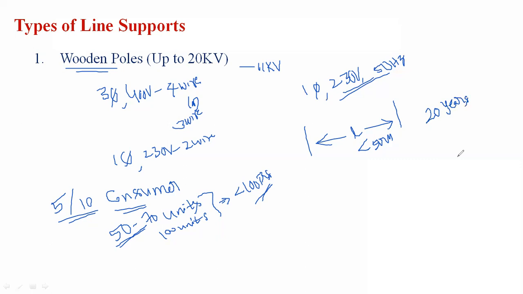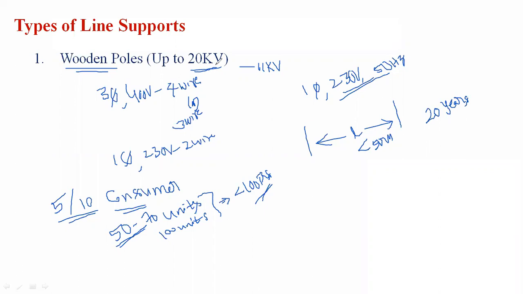Another drawback is that it is not used for voltage higher than 20 kV. We can use it up to 11 kV; beyond that we cannot use wooden poles. Regular inspection is required. In the rainy season, wooden poles are damaged due to high wind pressure. If the wind pressure is more, the wooden poles break into 2 or 3 pieces, and all the conductors are laid on the ground.